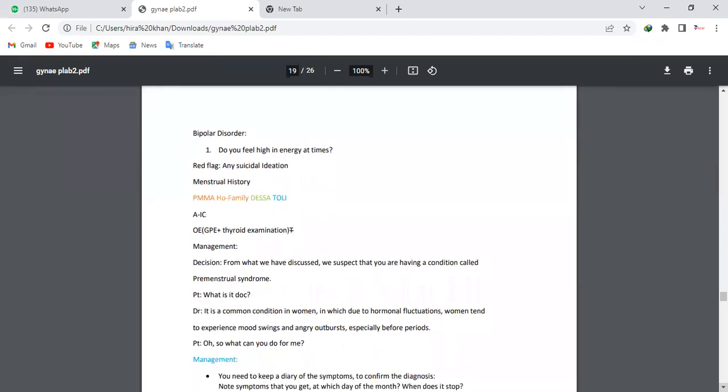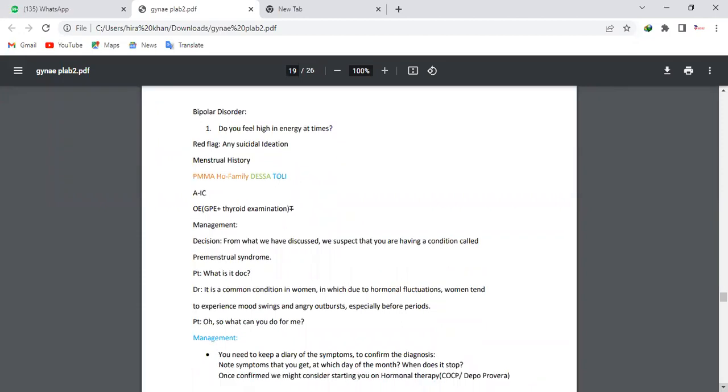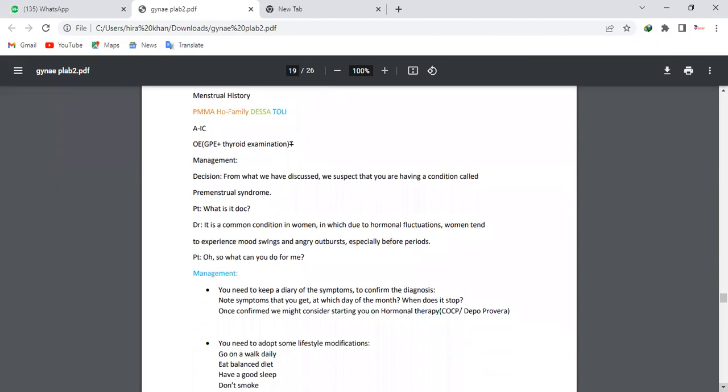And also again, examination: general physical examination, thyroid examination, and how it has impacted you and your relationship. Do ask this question. And then the management. The management part is very important here, because first of all, the patient has just come with this, so you have to first of all confirm it. How are you going to confirm it?